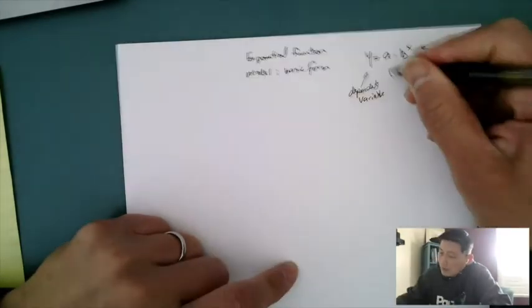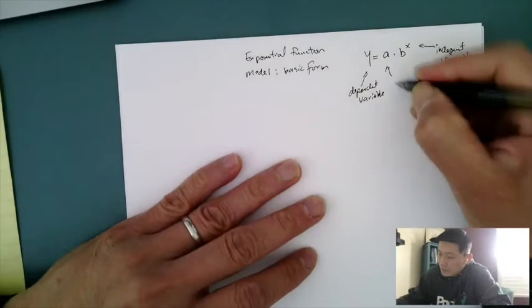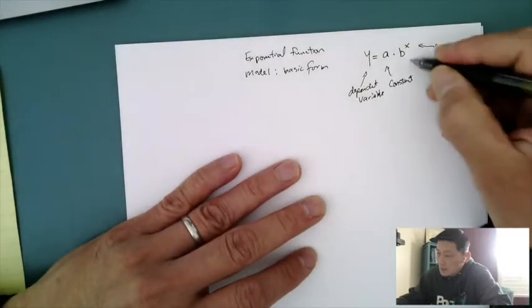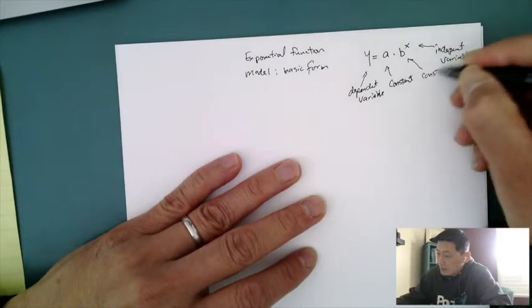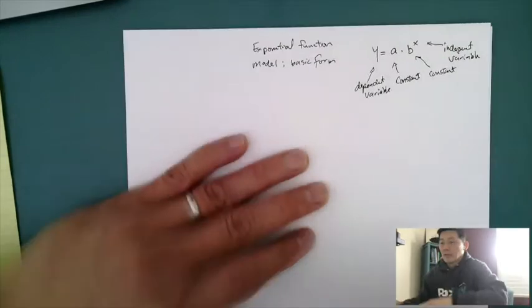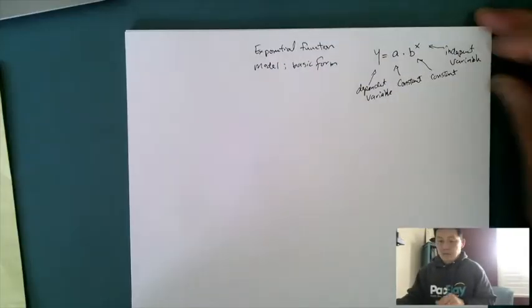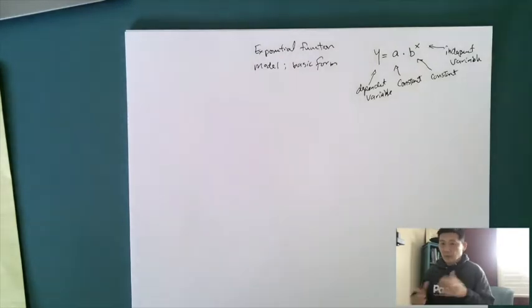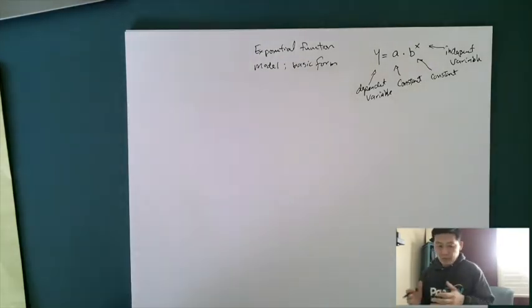Now a in this case is a constant. Constant means it's a number. B is a constant, right? So they're not variable at all. So oftentimes in a context problem, you want to have the specific A and specific B to be able to solve for X or Y, right?